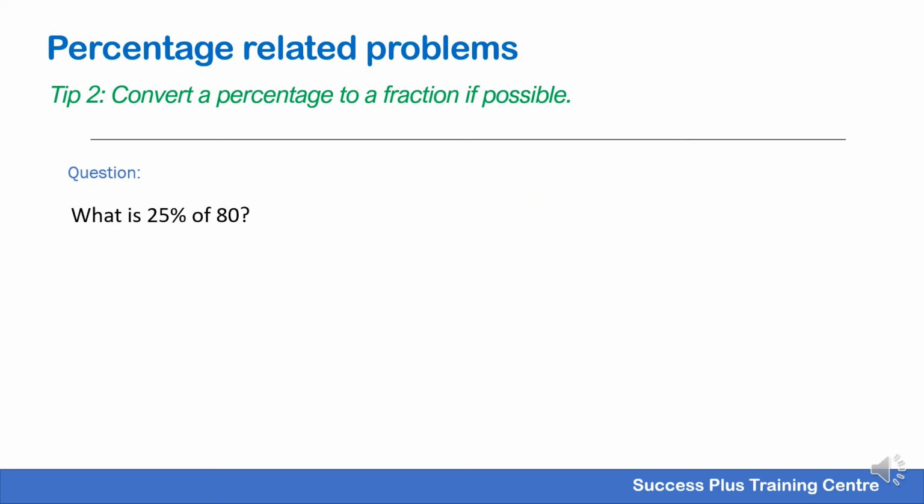Now let's put this tip into practice. What is 25% of 80? So 25% of 80 equals 25% times 80, which is also equal to 1/4 times 80. 80 divided by 4 would be equal to 20. Keep practicing tip number 1 and tip number 2 in your head from time to time until you get the hang of it.